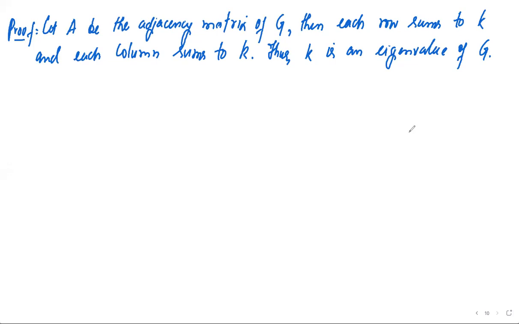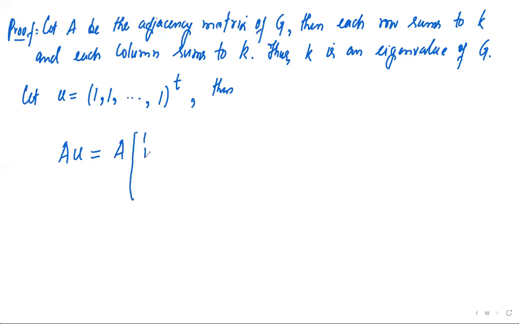Now we will show that this vector U, which is the n-tuple of ones, is the eigenvector corresponding to K. So now let U be equal to (1, 1, and so on, 1) transpose. Then we will compute A times U, where A is the adjacency matrix of G. This A times U is equal to A times this vector 1, 1, and so on, up to 1.